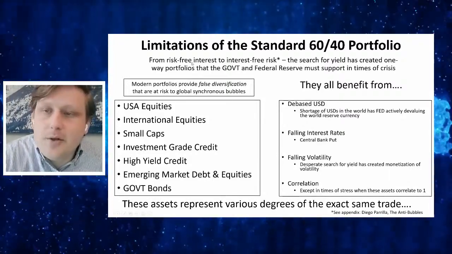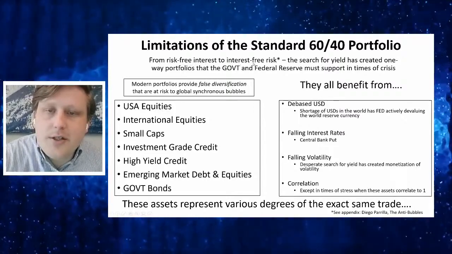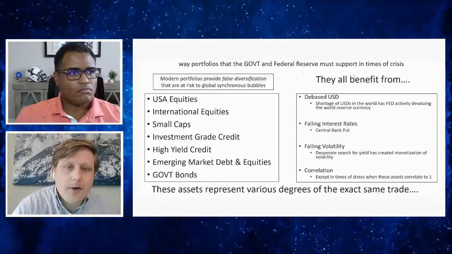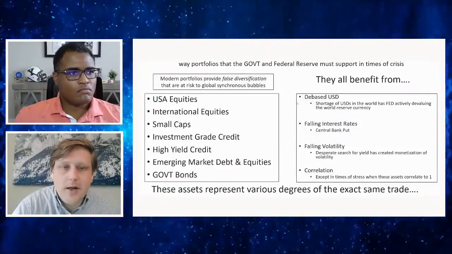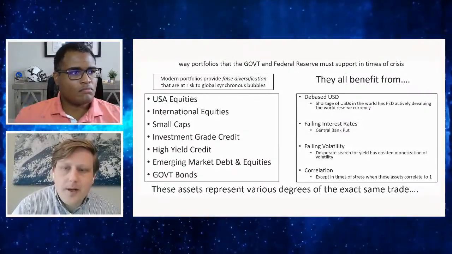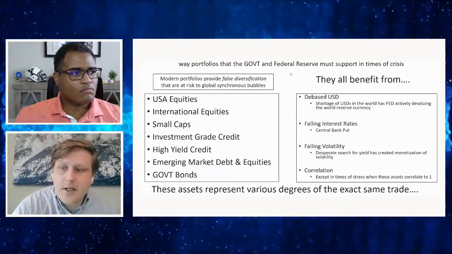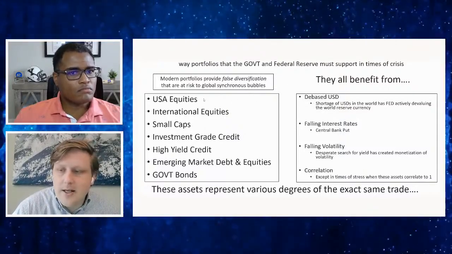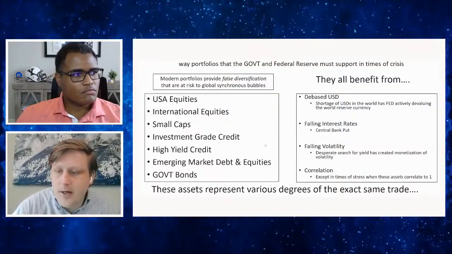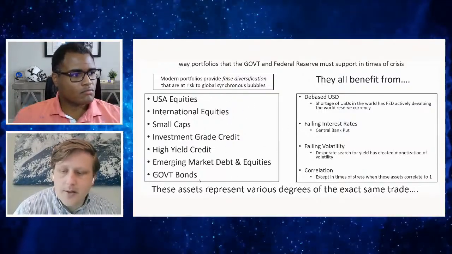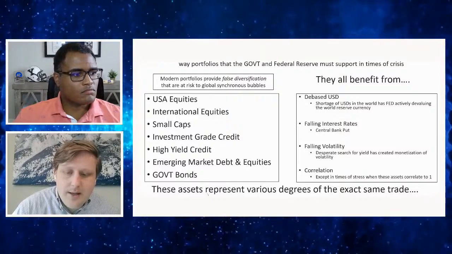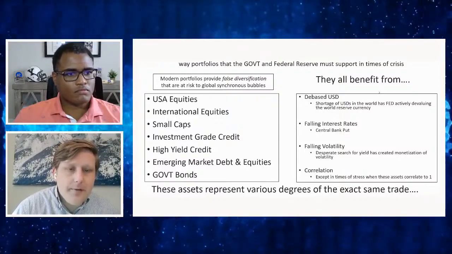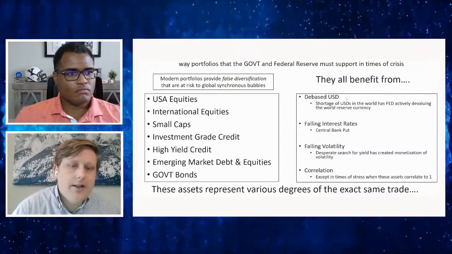But he says, from risk-free interest to interest-free risk, the search for yield has created one-way portfolios that the government and Federal Reserve must support in times of crisis. So this creates portfolios that provide somewhat of a sense of false diversification that are at risk of global Minsky-style bubbles. If you look at these asset classes, from U.S. equities all the way to high yield credit, all the way to government bonds, they basically represent various degrees of the exact same trade. They all benefit from and basically need the dollar to get devalued.